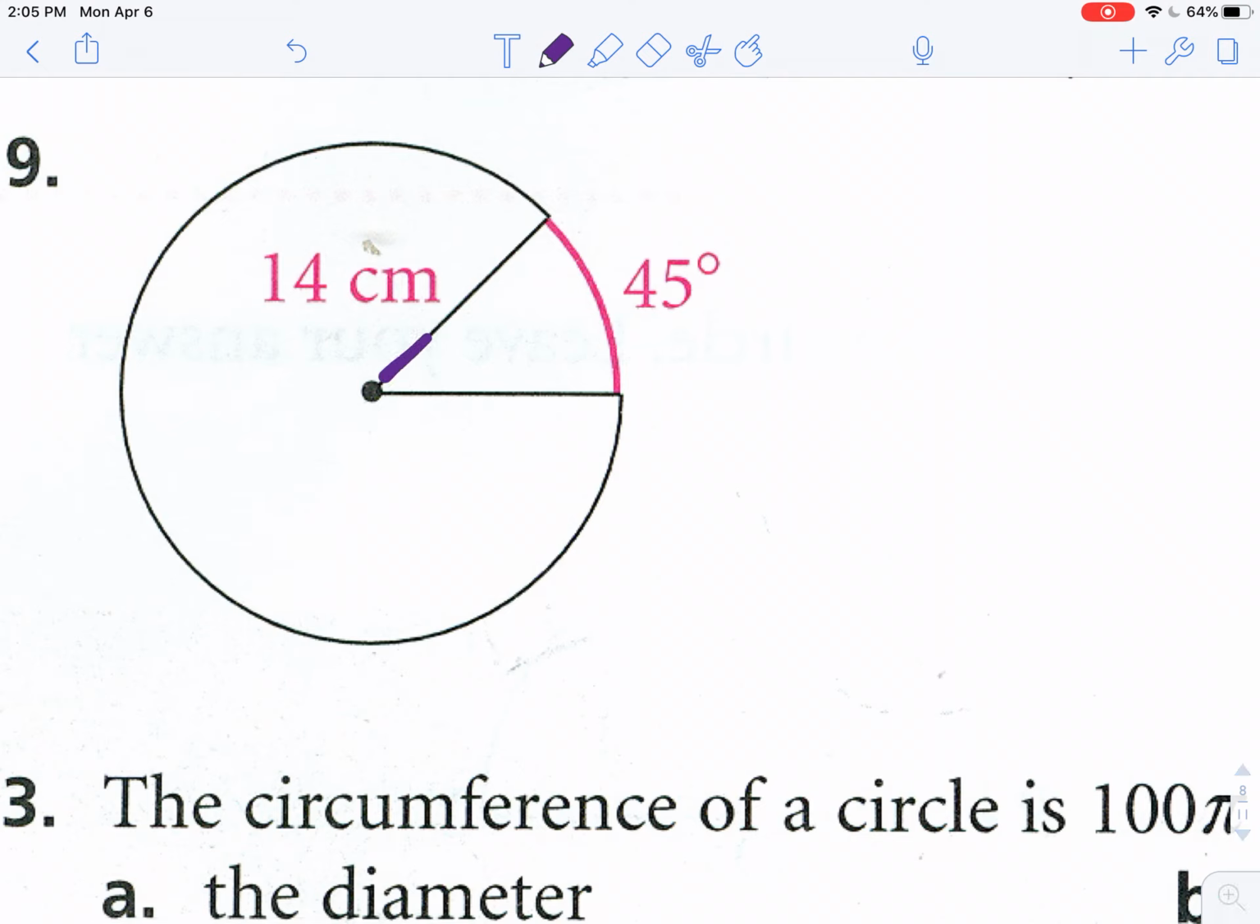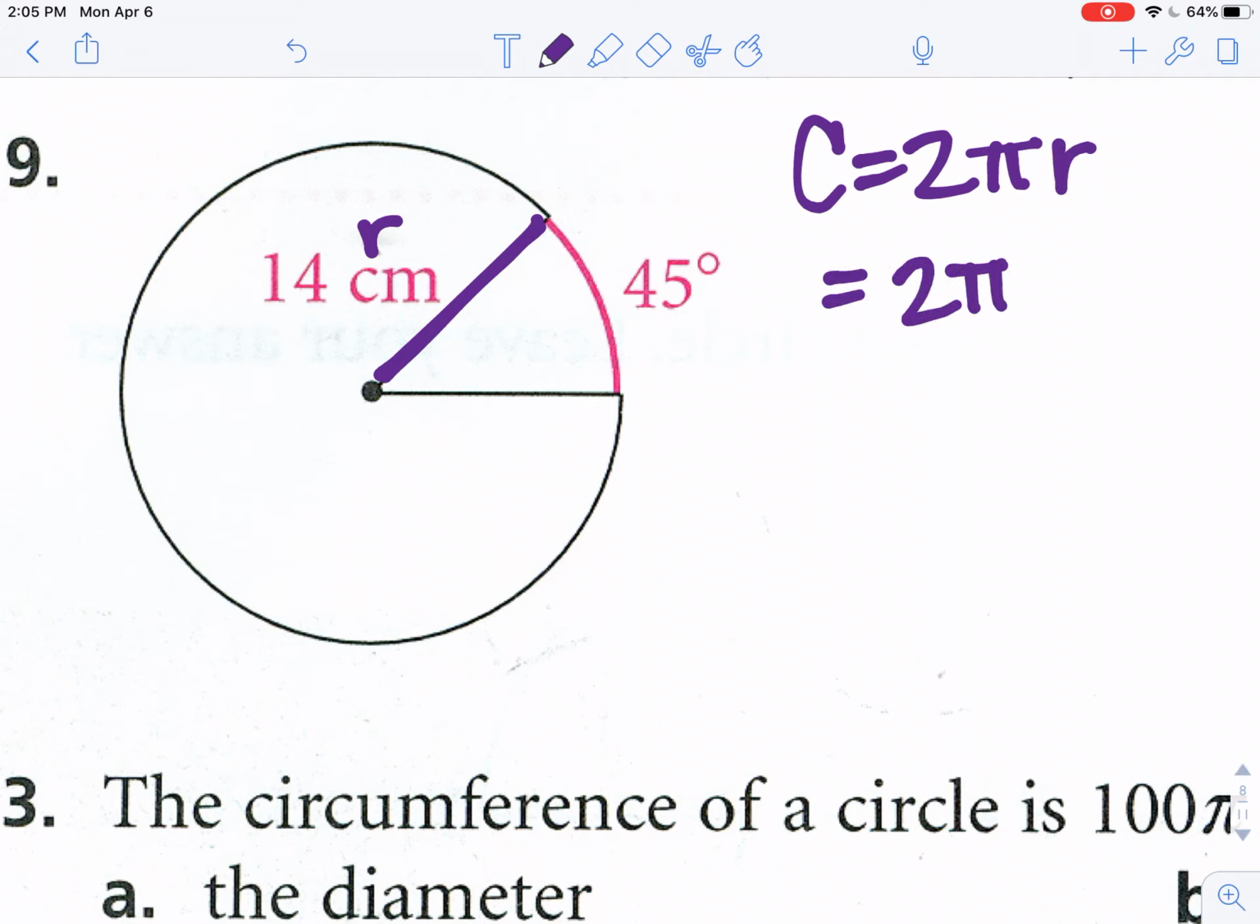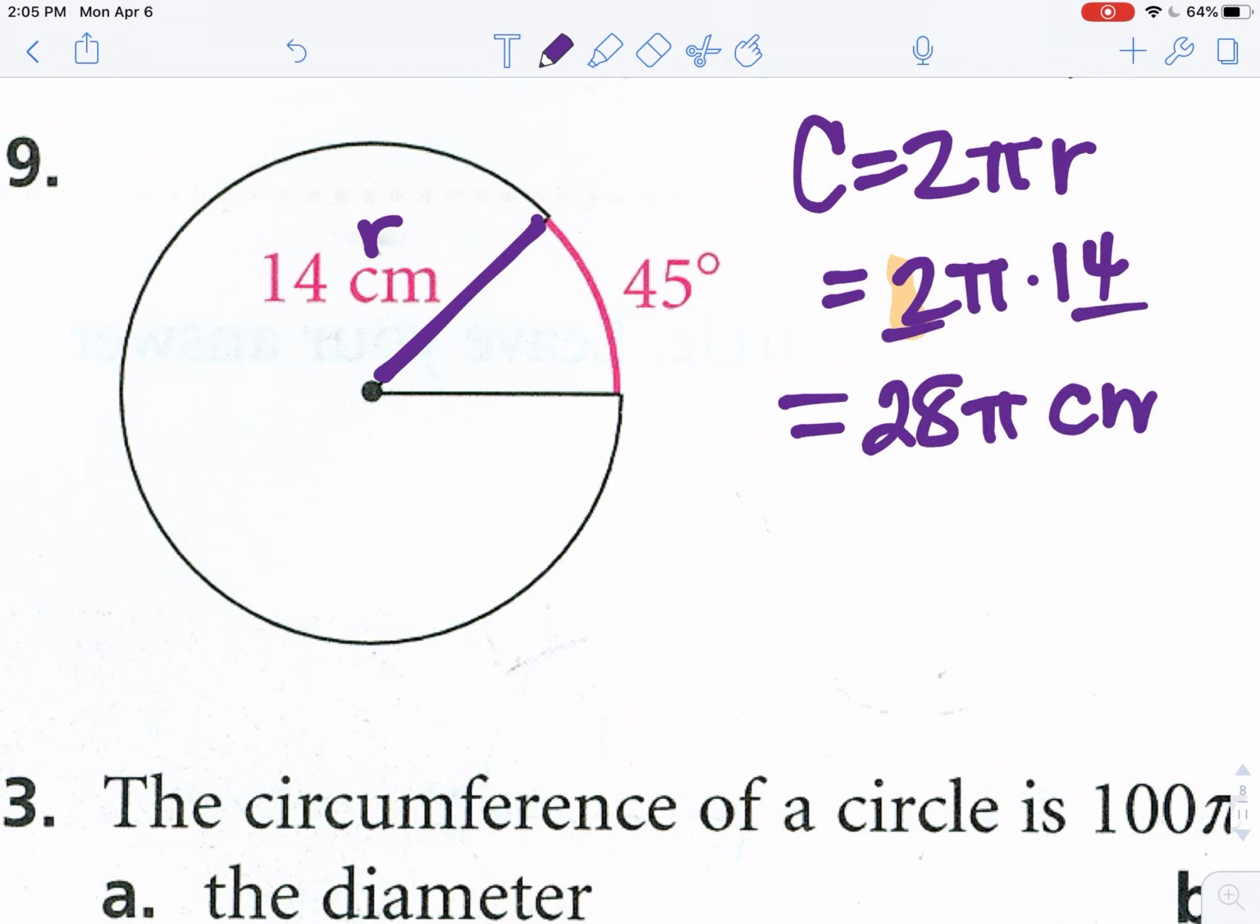Well, I notice here that this piece here is 14. That's my radius. So for the first part, I'm thinking 2 pi r. So I'm thinking 2 times pi times 14. 2 times 14. Come on, stylus, you can do it. Maybe not. Well, I'm trying to highlight the 14. But anyway, 2 times 14, that gives me 28. 28 pi, and I'm dealing with centimeters.